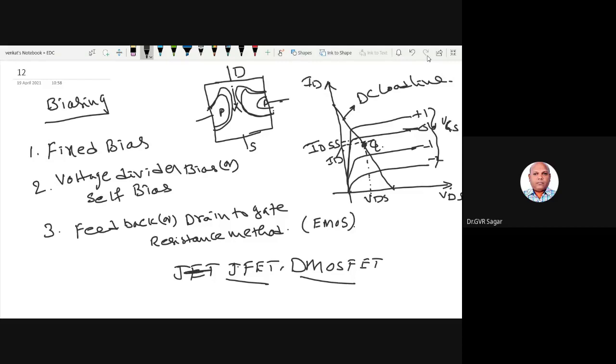So in fixed bias, what are we doing? A heavy resistance RB is placed between VCC and the base of the transistor. Similarly, a heavy resistance is placed from the gate to the ground, and a negative voltage is applied so that it creates a gate voltage of VGG, right?